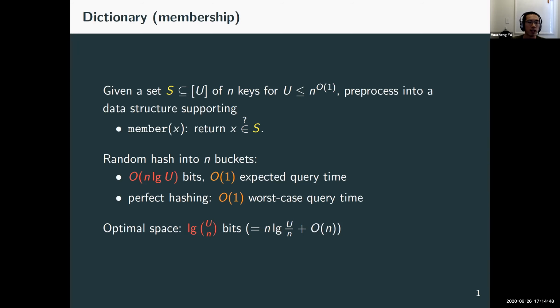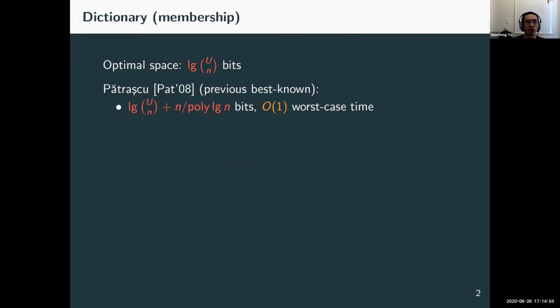And it turns out that for this problem, for dictionary, we can get very, very close to optimal space, but also get optimal query time. So the previous best known data structure for this problem is due to Pătraşcu. And this data structure only uses log of (u choose n) plus n/polylog n bits. So it's only like 1 extra bit per polylog n input keys. And then it also has a constant worst case query time.